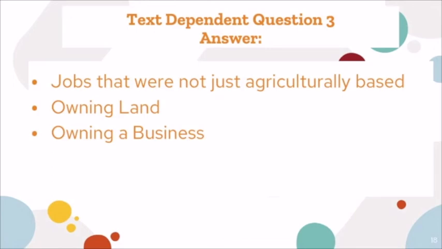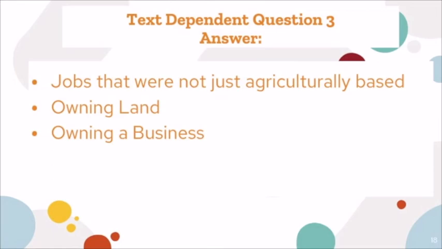So that's why when they were finding jobs in the north, it was really great because they were able to find jobs that were not just farm-based. They were also able to own land because, as mentioned with sharecropping, you did not own the land that you harvested on. So they were beginning to own land in the north. And also, from prior knowledge, I know that some African Americans started their own businesses to support themselves and their families.